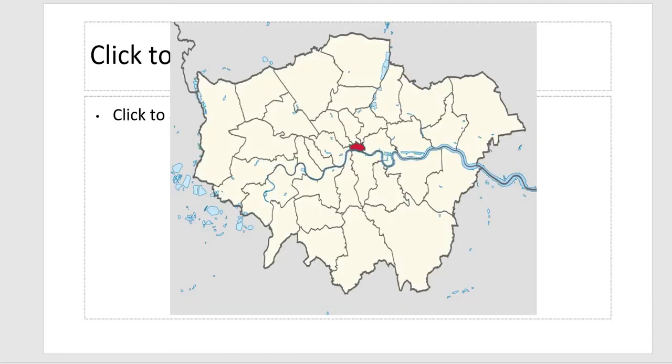The City of London is this tiny little red bit here. It's the name given to the old financial heartland of London. It's also known as the Square Mile, which some of you might have heard of. It's where lots of the banking takes place, lots of the finance takes place, okay?